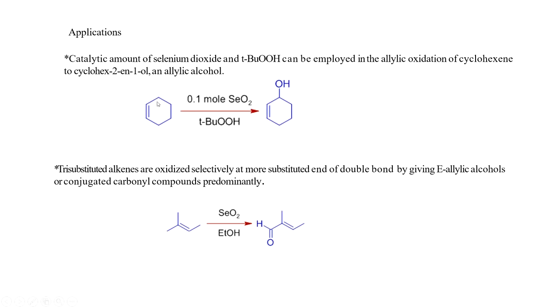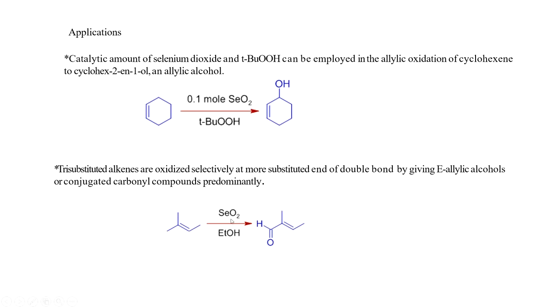The allylic position gets oxidized to alcohol. Allylic alcohol is obtained. This is cyclohex-2-en-1-ol. Allylic oxidation here takes place to form this allylic alcohol. Similarly, in this case, it is a substituted alkene.